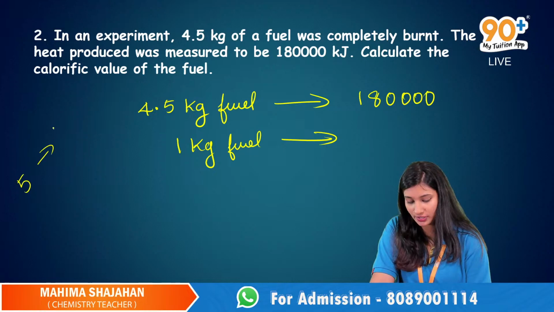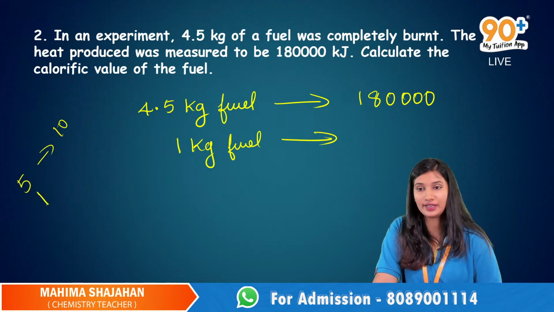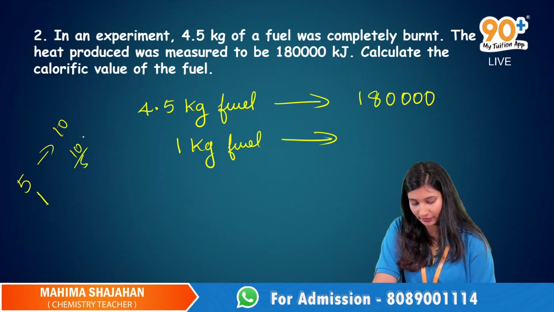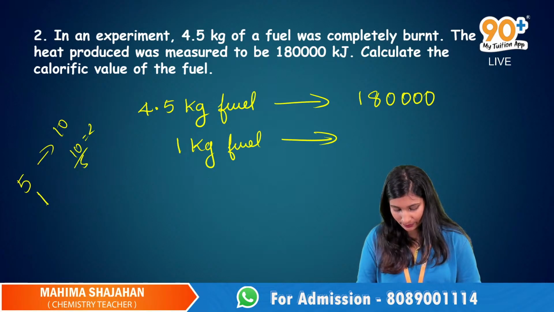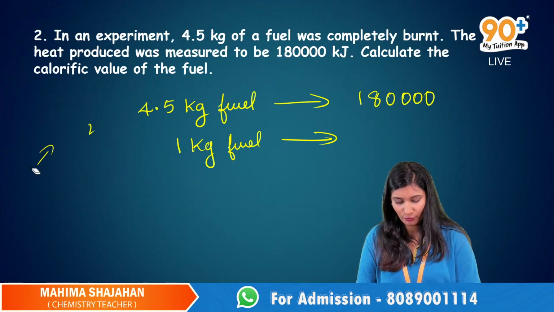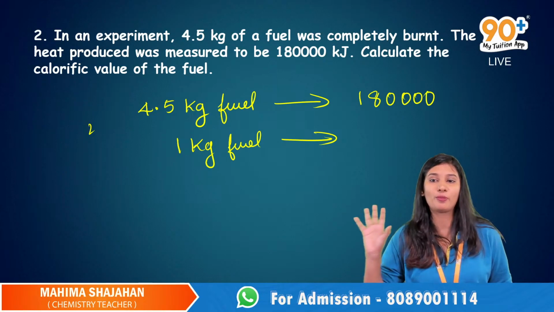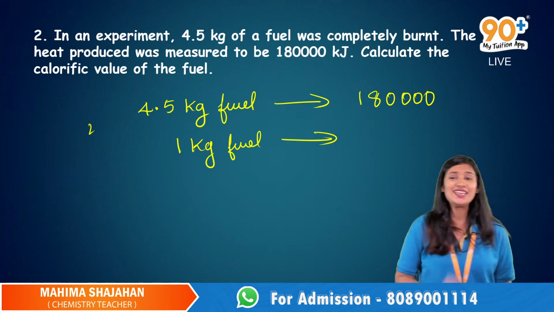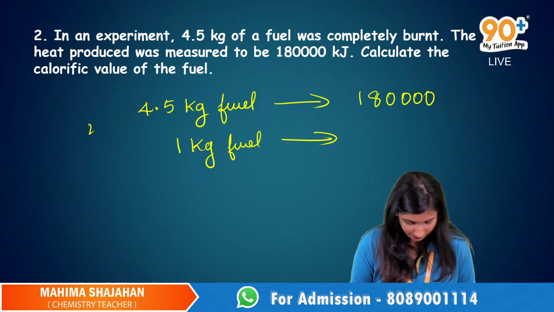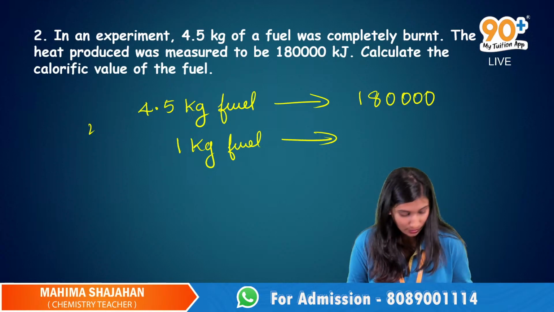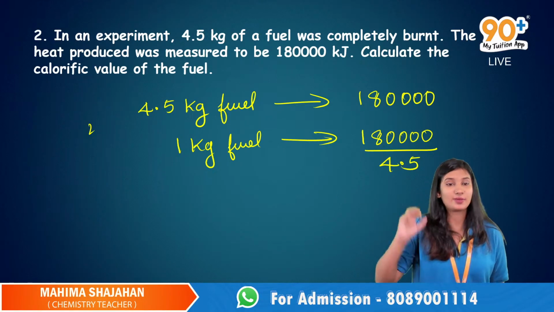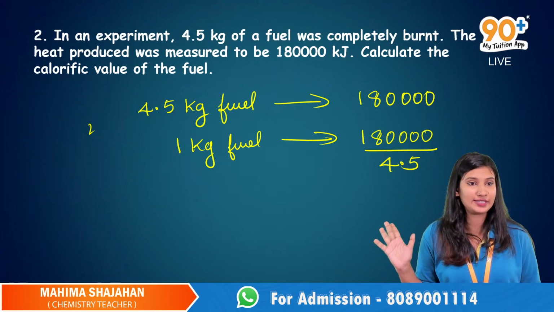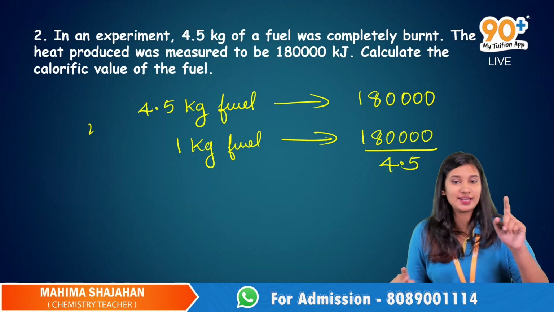5 candies cost 10 rupees. So what is the cost of 1 candy? 10 by 5. 2, right? Same concept here. Please apply the same concept here. Instead of 5 candies, you have 4.5 kilogram fuel. Yes, very good. What will you do? 1,80,000 divided by 4.5. Is it clear till now? Everyone understood how to answer it now.